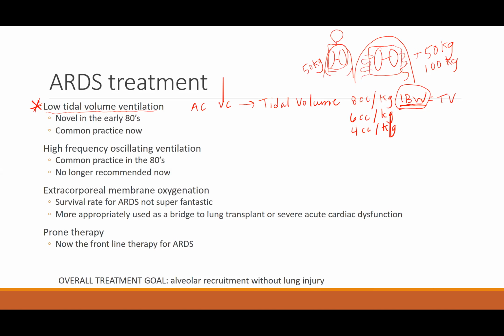And how do we get them there? We have to recruit their alveoli. But I also want to be mindful that I don't want to just recruit your alveoli and give you severe lung disease for the rest of your life. I want to recruit your alveoli, and I want to do it without injuring your lungs. And that's the most important thing. Can we recruit the alveoli without injuring the rest of your lungs?